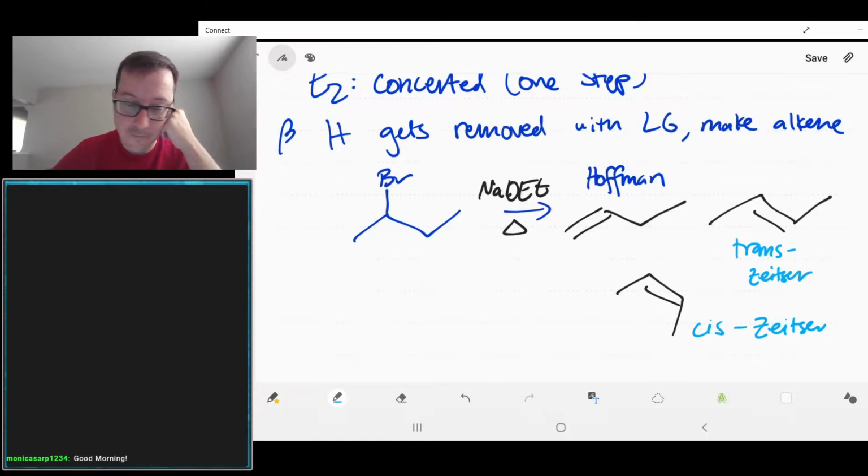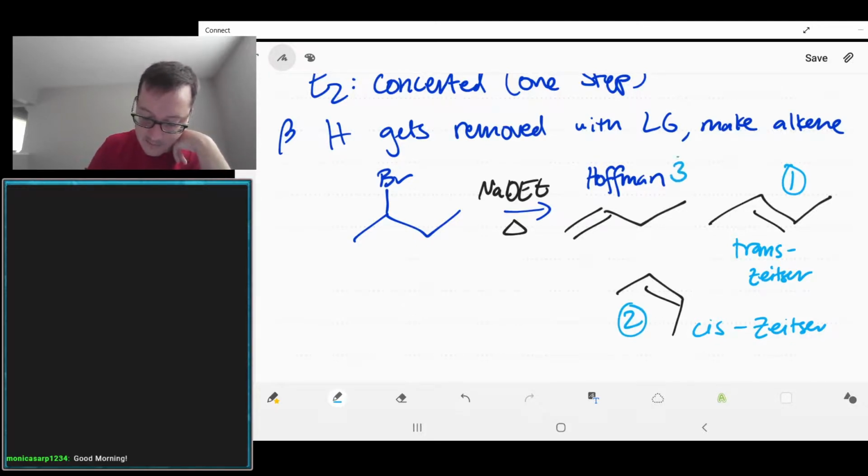Okay, there we go. We're going to see that probably our number one product will be this one. This will be the predominant product here. This will be the next one, and then the Hofmann will be our third product. So in terms of how much we make, maybe we make 50% of the trans Zaitsev, 30% cis, and then 20% Hofmann or something. Just making these numbers up, but that would probably be your ratio of the products you make.